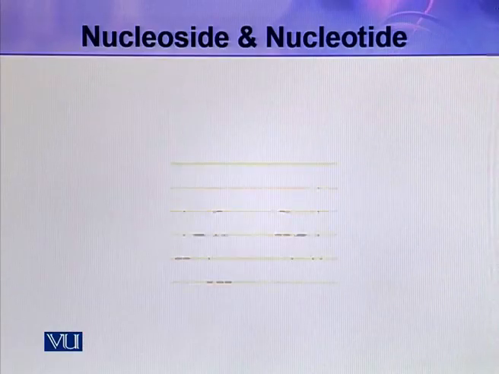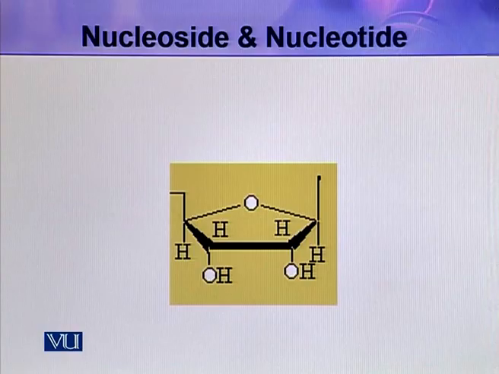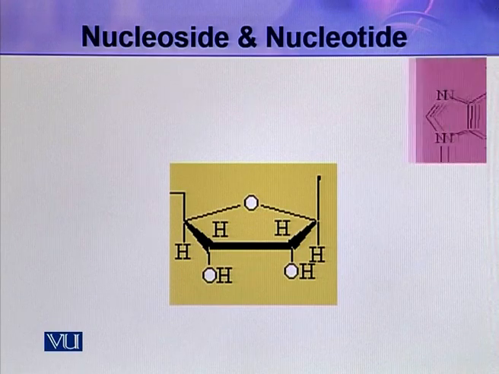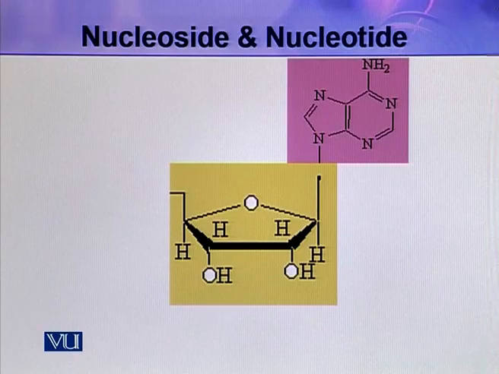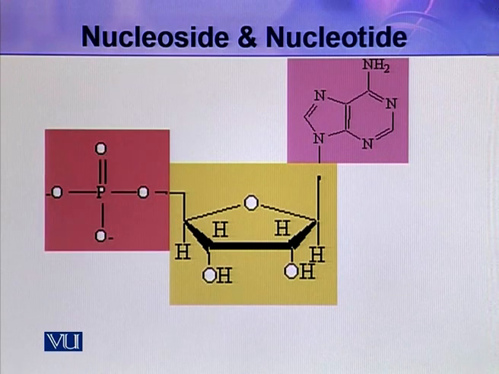So in this picture, you can see this is a pentose sugar, and this pentose is in its furanose configuration. So when a nitrogenous base is attached to this pentose, it becomes a nucleoside. And to this nucleoside, if a phosphate group is attached, it becomes a nucleotide. So this molecule is a nucleotide with all its three components. Now let us see how these three components are joined together.